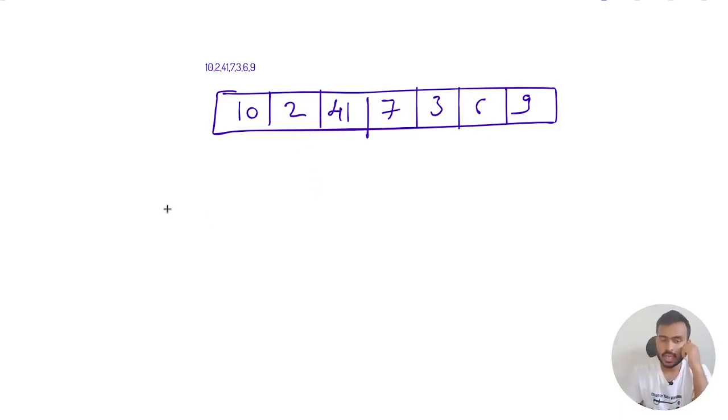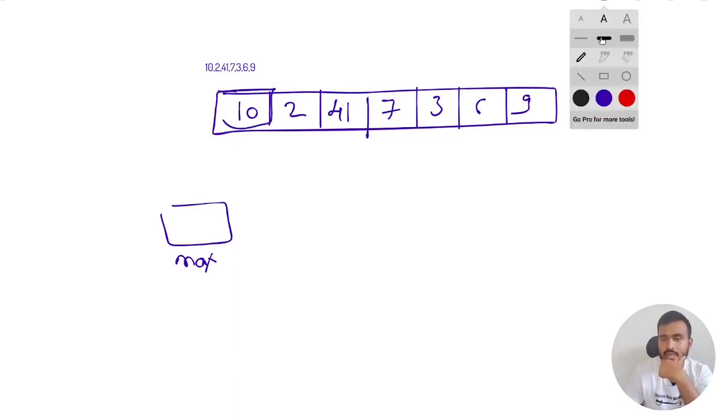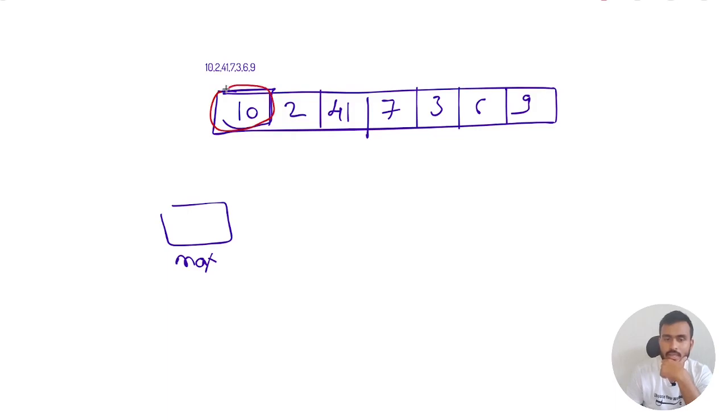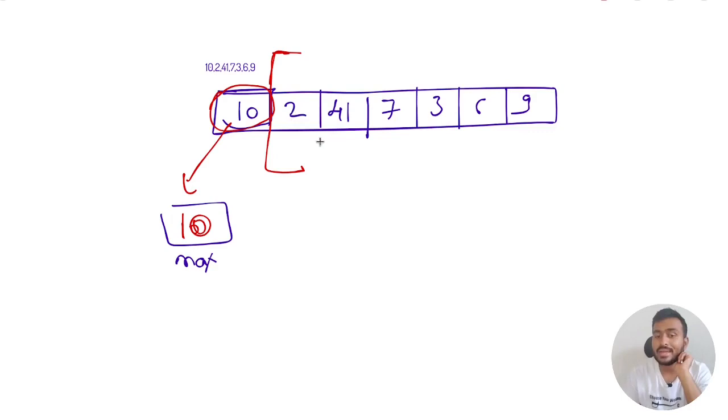So we'll create one variable and we'll name it max. Now we'll take the first element of the array and store it into max. So currently we can say that the first element is the maximum element. Now the remaining part of the array is left. We haven't seen whether we have any bigger number than the one stored inside max right now. We don't know whether we have any bigger number in the remaining part of the array.